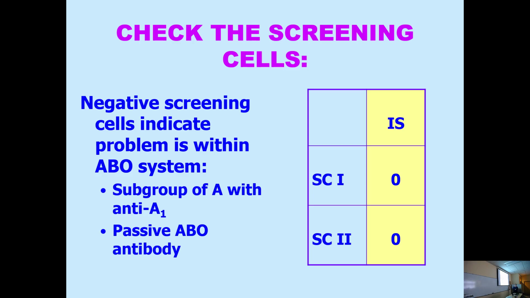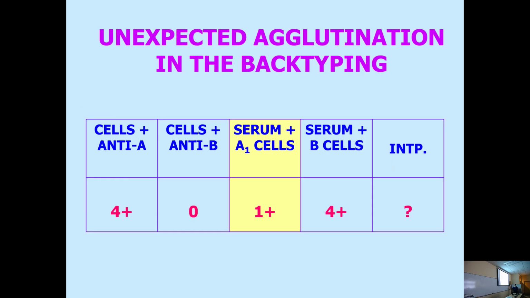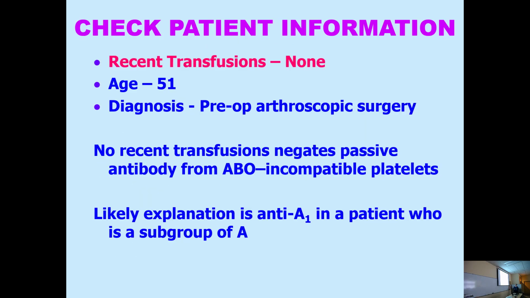So we're going to check the screening cells. Screening cells are negative. Okay? So that's going to tell us that it's probably within the ABO system, because it's not on the screening cells. So likely it could be either a subgroup of A with anti-A1 or a passive ABO antibody. Those are the two things we think of when we see this very, very low 1+ with the A1 cells.